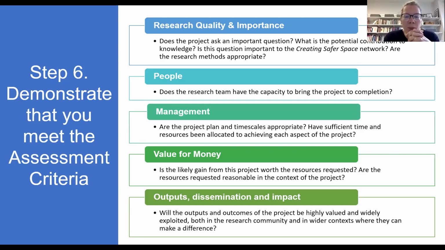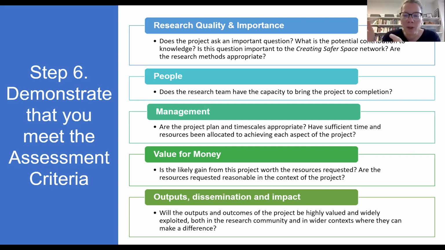So the question here is whether the outputs and outcomes of the project will be highly valued and widely exploited, both in the research community and in wider contexts where they can make a difference. So you've seen there was a question around research impact and beneficiaries, and you can think about this in different ways. Obviously, on the one hand, we have the research community, so academic outputs that help to further our knowledge on unarmed civilian protection, which could be an article, it could be a conference participation.